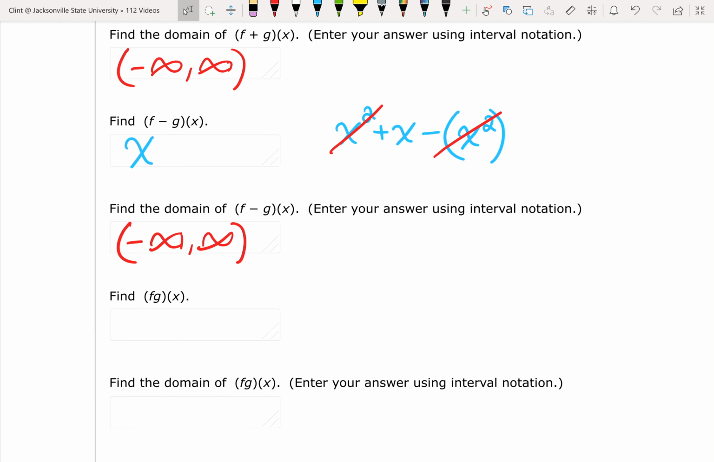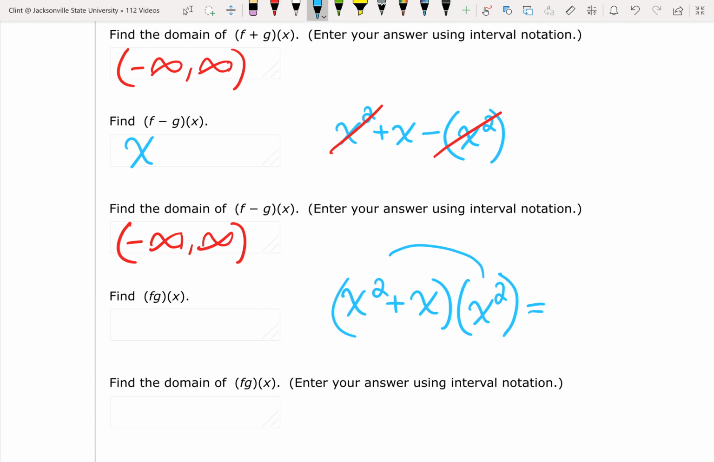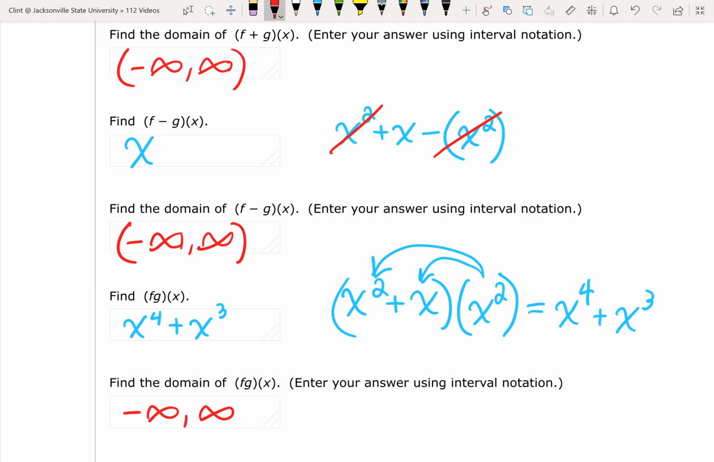Times, we'll have f, which is x squared plus x, times g, which is x squared. Here we've got a little bit of work to do. We have some distributive properties, so if we distribute, x squared times x squared is x to the fourth. X squared times x is x to the third. No like terms there, so x to the fourth plus x to the third. Our domain is the same, negative infinity to infinity.